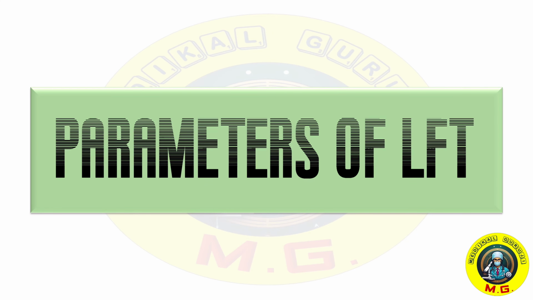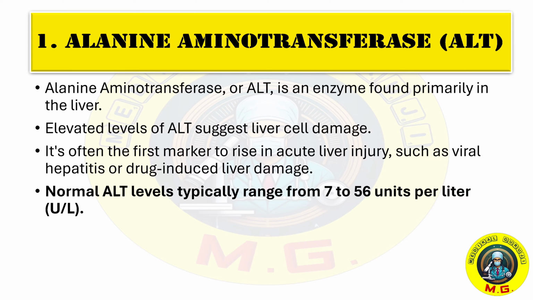The first one is alanine aminotransferase, also known as ALT. It is an enzyme found primarily in the liver. An elevated level of ALT suggests liver cell damage. It is often the first marker to rise in acute liver injury, viral hepatitis, or drug-induced liver damage. Normal ALT levels typically range from 7 to 56 units per liter.